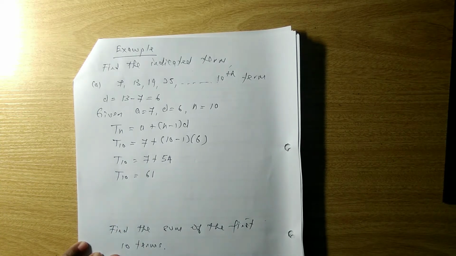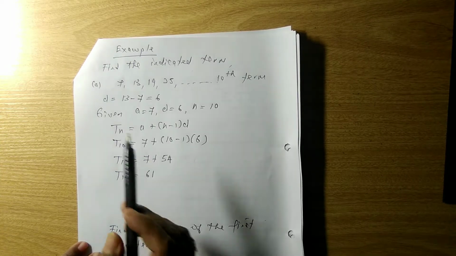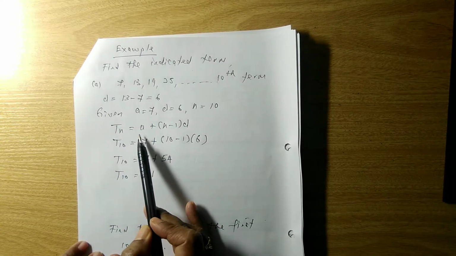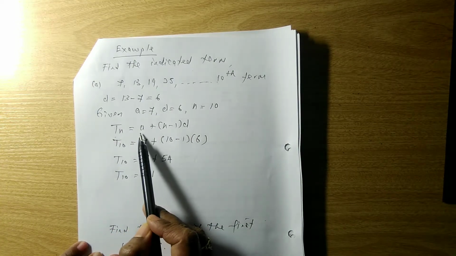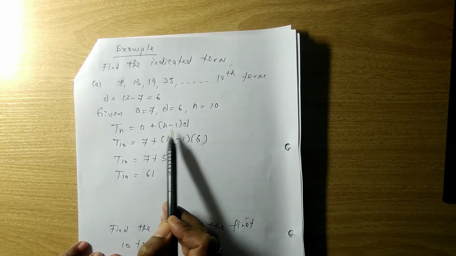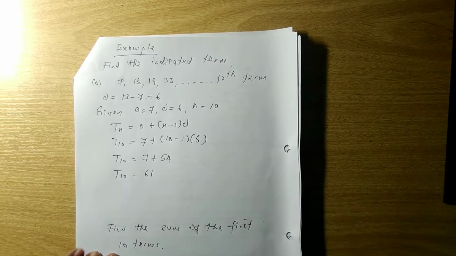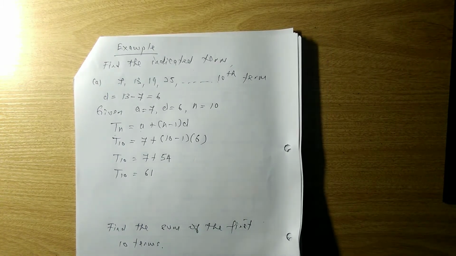A simple concept like this. What is important is that you make sure your formula is written correctly. Just substitute your A, your n, and your D.